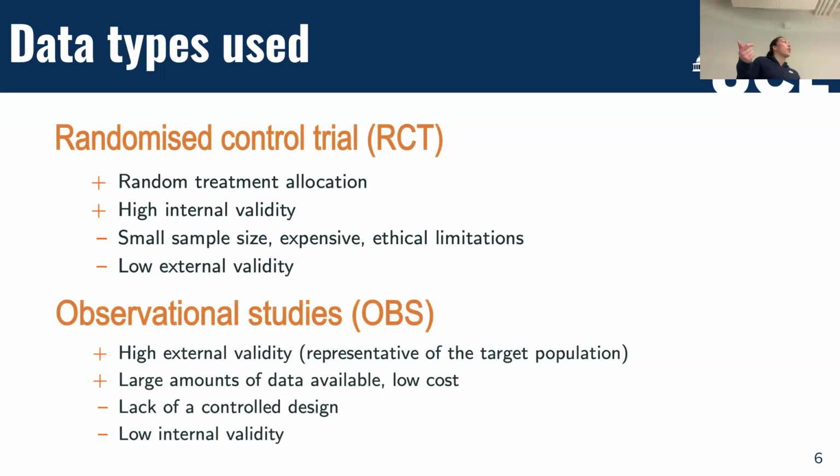Randomized controlled trials, as we said, have random treatment allocation, which is really good. They have high internal validity. That is essentially how sure we are that whatever results we see for the treatment effect is explained by the covariates that we have, the idea that we don't have any confounding and no bias. However, they're small in sample size, they're expensive, and they have ethical limitations.